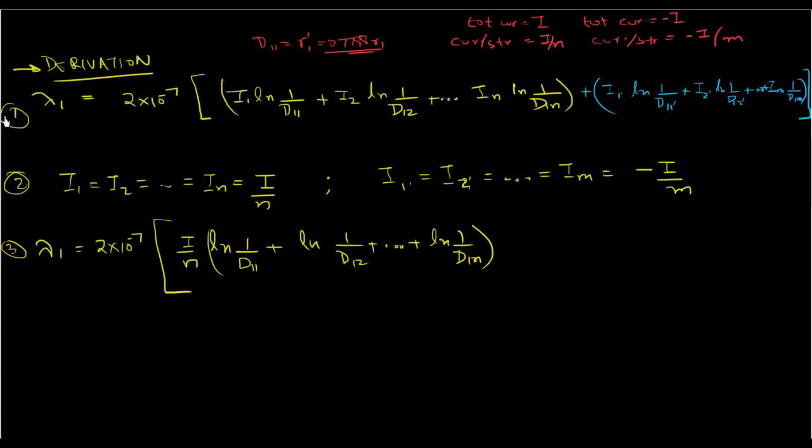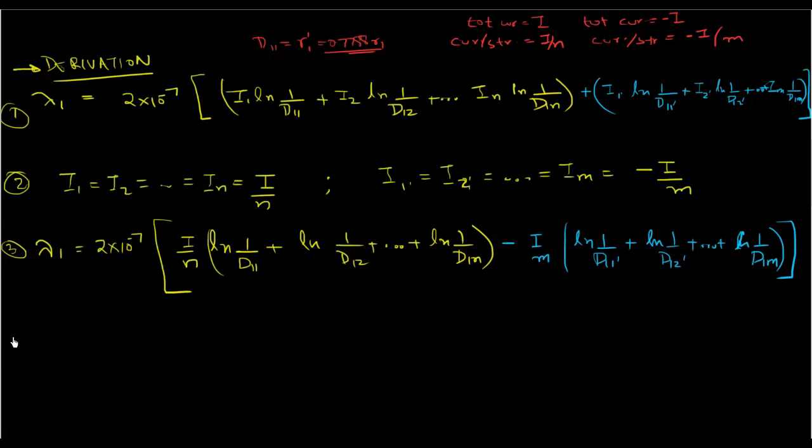And then let me change colors for the second term now. So this is going to be minus I over m. We're going to substitute I1 prime, I2 prime, everything by minus I over m, and then we're going to get ln of 1 over d1 prime plus ln of 1 over d12 prime, so on all the way up to ln of 1 over d1m. Okay, so we just manipulated these terms here to get this equation.